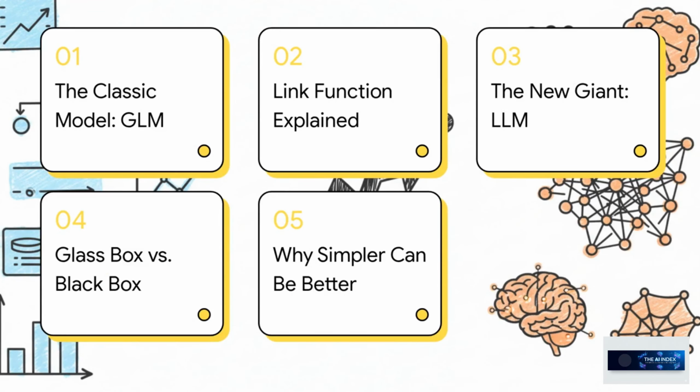So, here's what we're going to cover. We'll start with the classic, the GLM. Then we'll get into its secret weapon, something called the link function. After that, we'll introduce the modern powerhouse, the LLM. We'll put them head-to-head, glass box versus black box. And we'll finish up by looking at why simpler can sometimes be so much smarter.